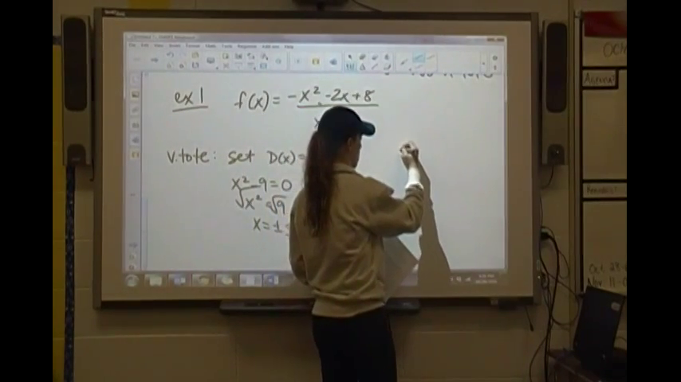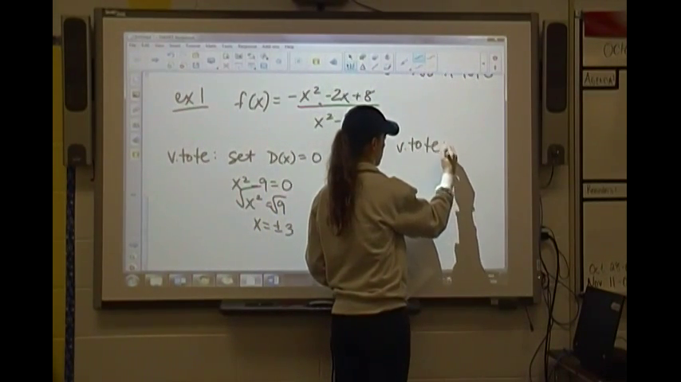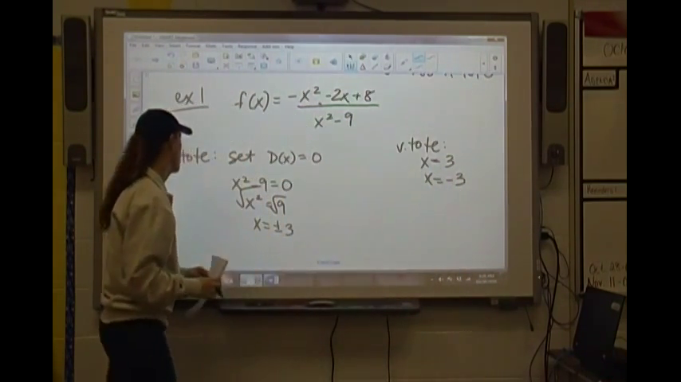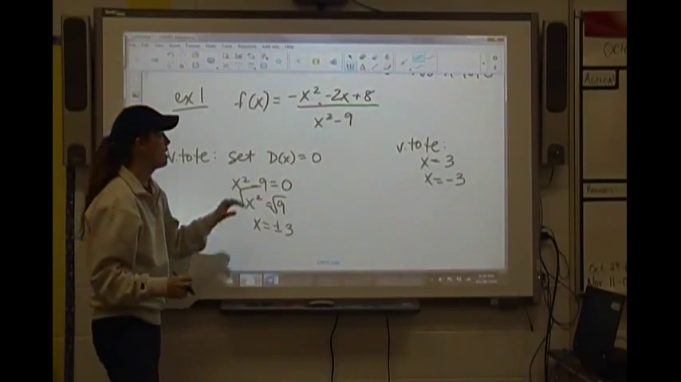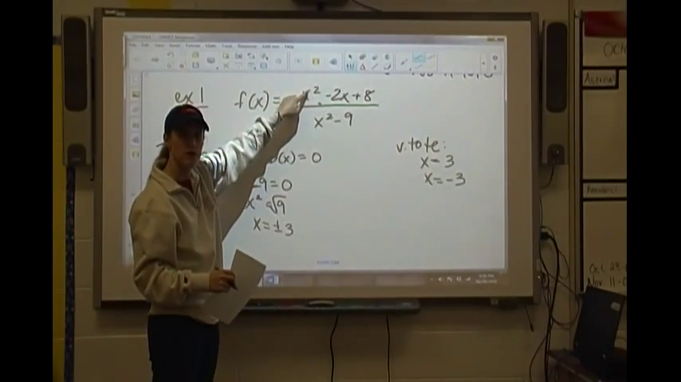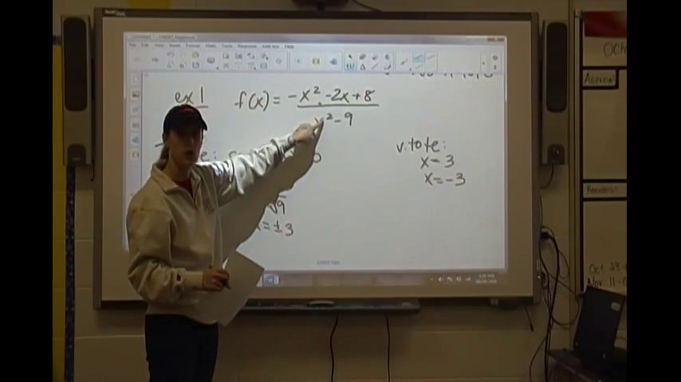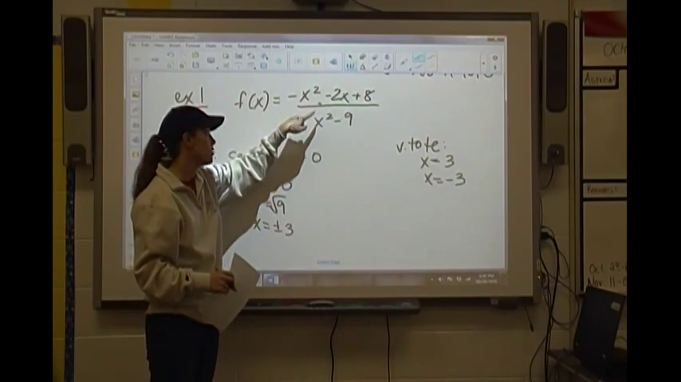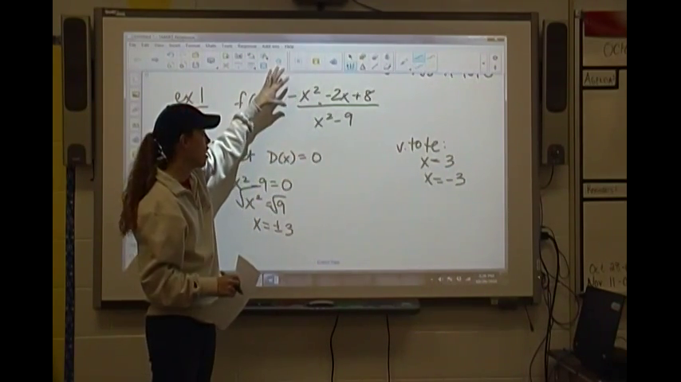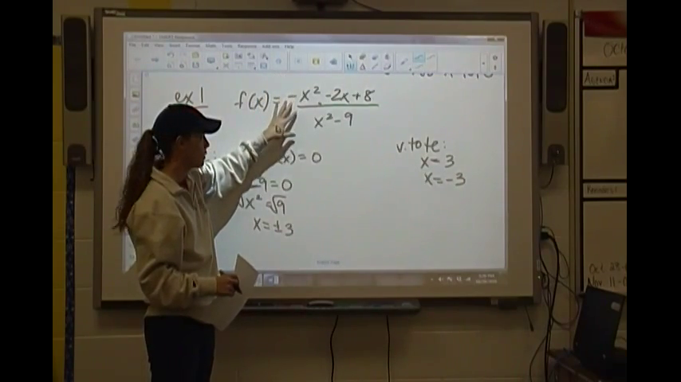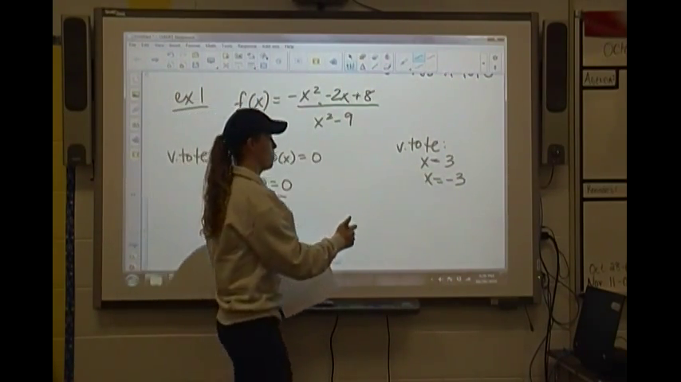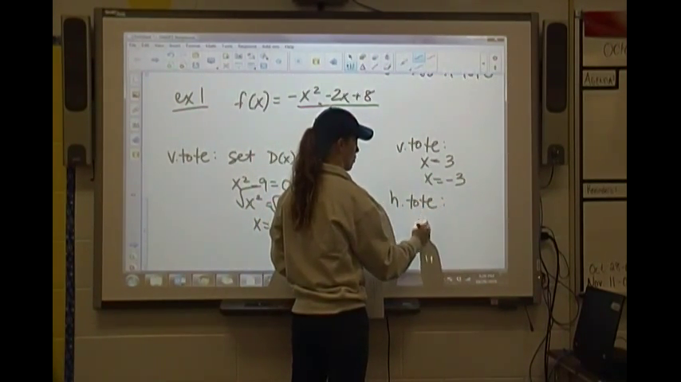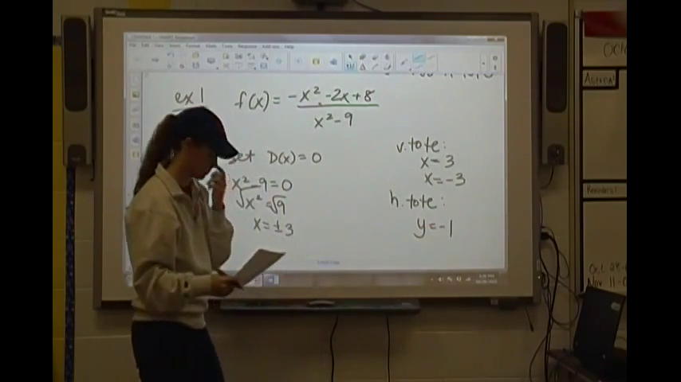So if we want to solve for those, our vertical asymptotes are x is equal to 3 and x is equal to negative 3. Now we'll look for our horizontal asymptote. The degree of our numerator is 2, and the degree of our denominator is also 2. Since they are the same, this is called equal heavy. When we look at equal heavy, we look at the leading coefficients. Our leading coefficient here is negative 1, and here it is 1. So we have the relationship of negative 1 over 1, and that gives us y equals negative 1 when we reduce.